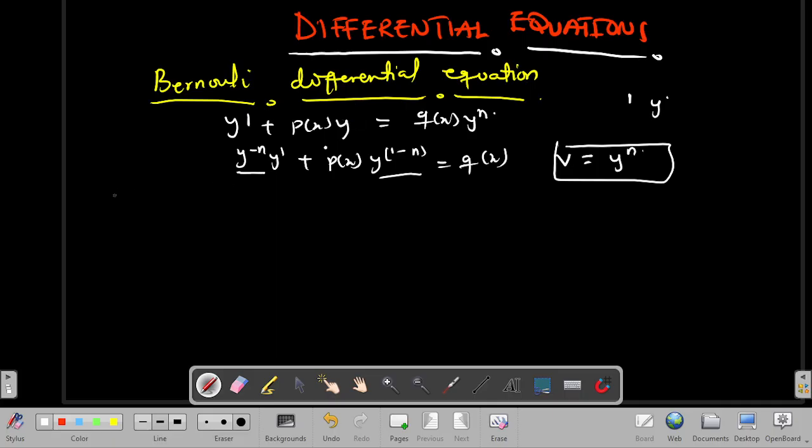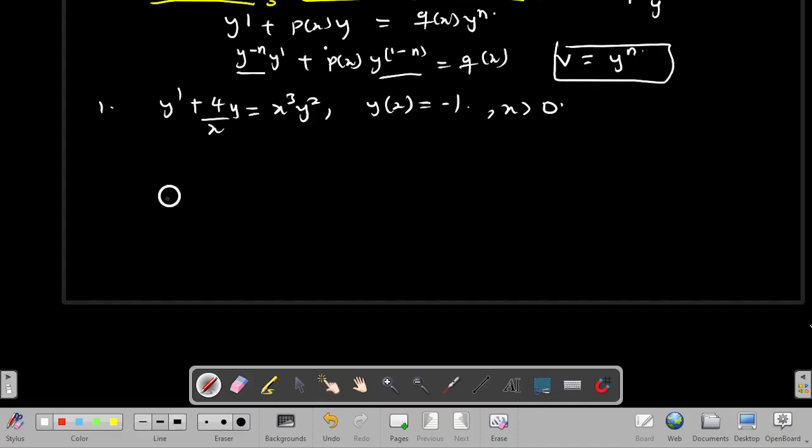Our example here is y prime plus 4 over x y is equal to x cubed y squared, y of 2 is equal to negative 1, where x is greater than 0. Whenever you see an expression like 4 over x, you have to state that x is greater than 0. So that's what the question has done. For this problem, as I said, it's like a linear differential equation.